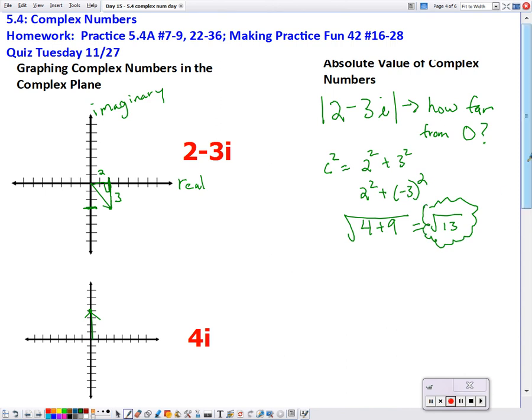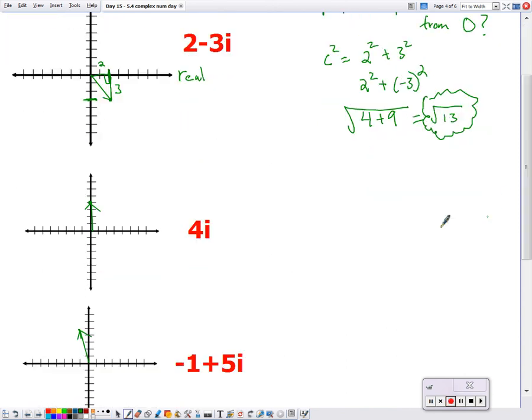Now, our second example is a little easier. How many units away from the origin is 4i? Well, we just went up 4, so obviously the absolute value of 4i is just 4. If we were to use our formula, there is no real component. The imaginary component is 4, and then the square root of 16 is 4.